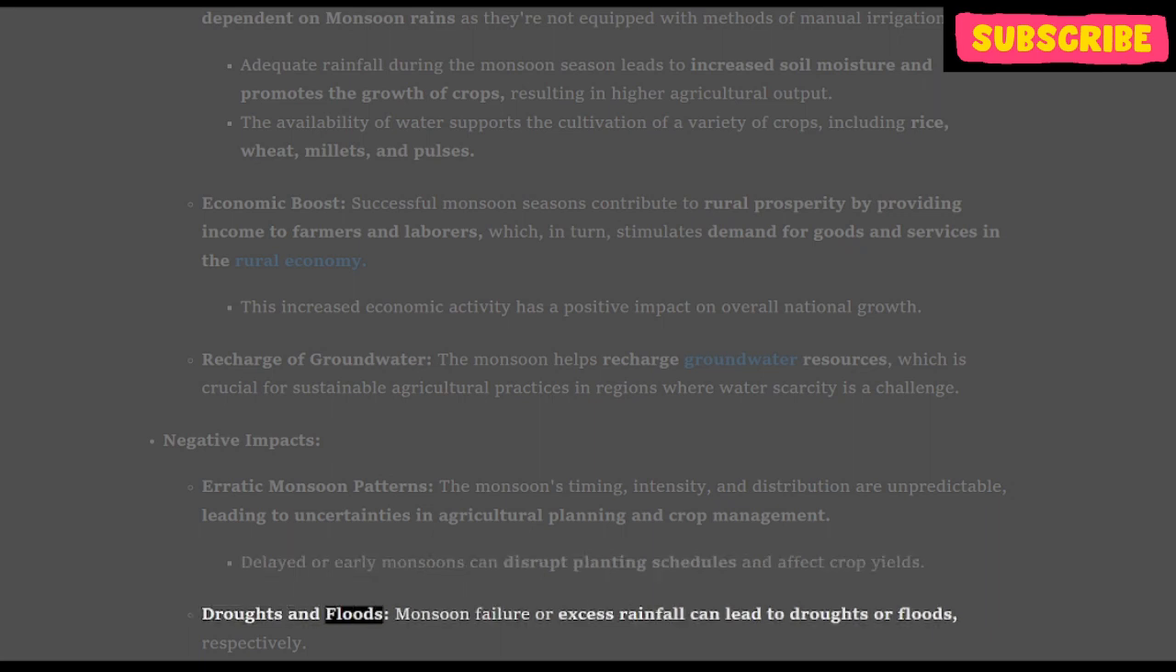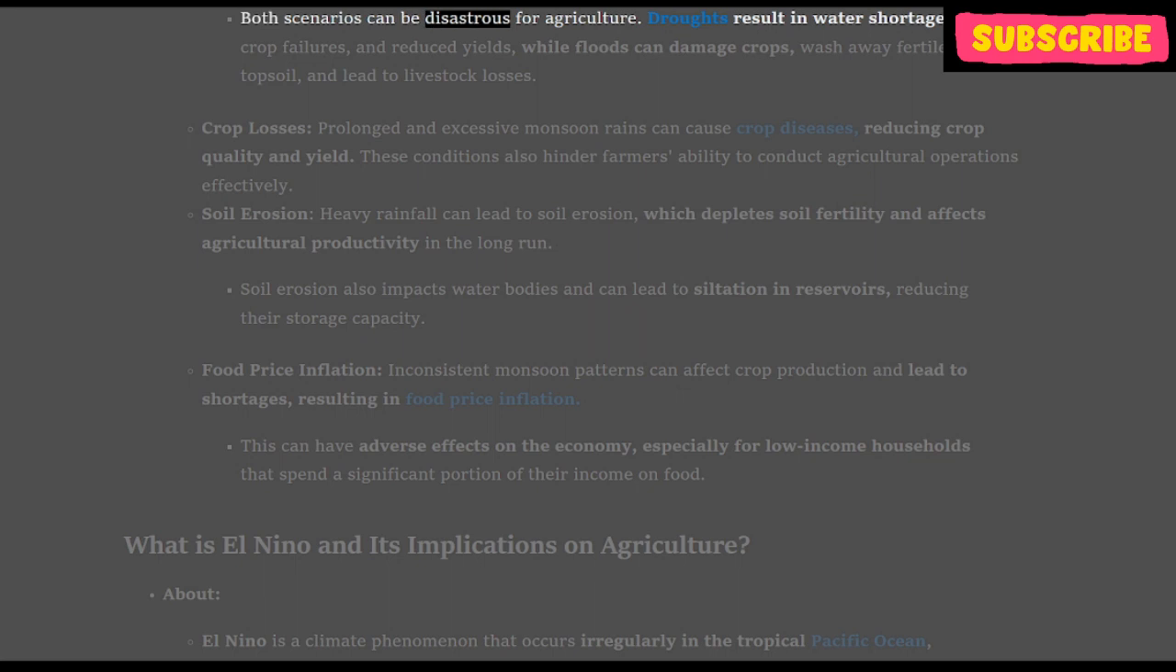Droughts and floods. Monsoon failure or excess rainfall can lead to droughts or floods, respectively. Both scenarios can be disastrous for agriculture. Droughts result in water shortages, crop failures, and reduced yields, while floods can damage crops, wash away fertile topsoil, and lead to livestock losses.